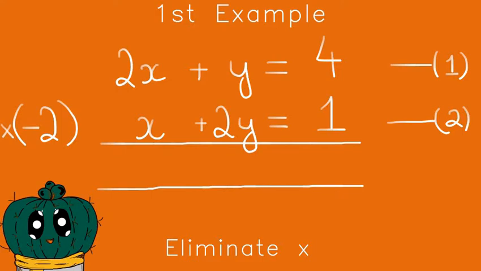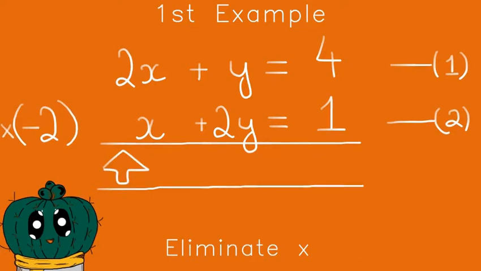So what we are going to do is multiply the bottom equation by -2. Again, why 2? Because the upper equation has a 2x, so we want the bottom x to be 2. And why negative? Because it's the opposite of what we have on the upper side. So let's do that.